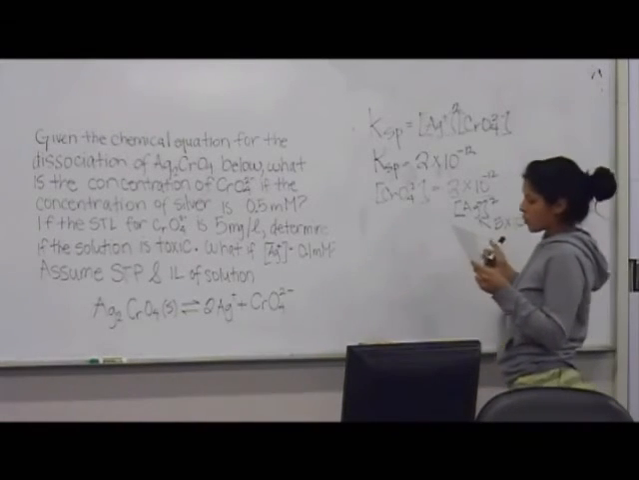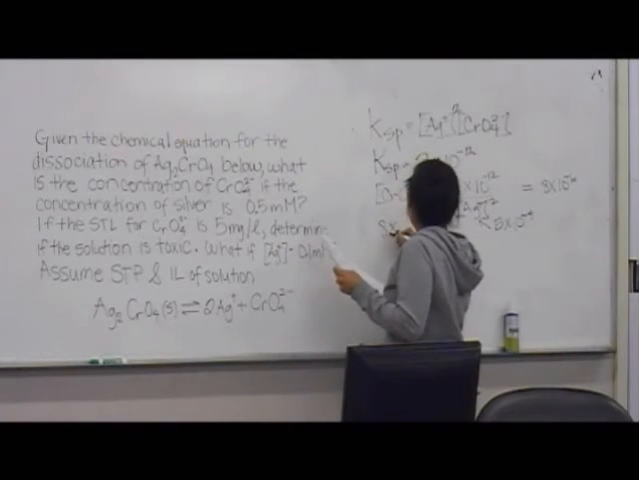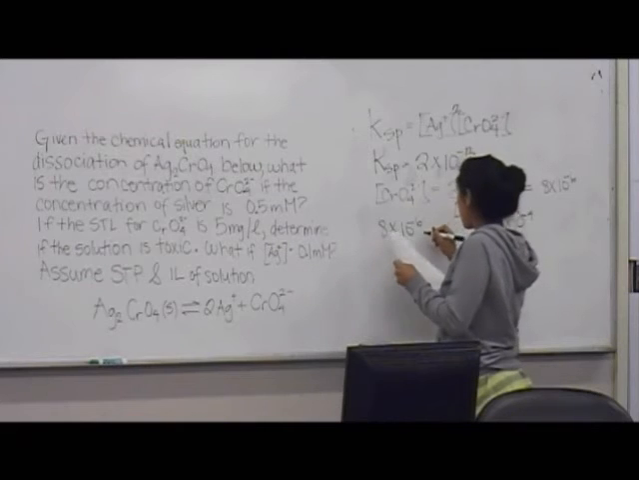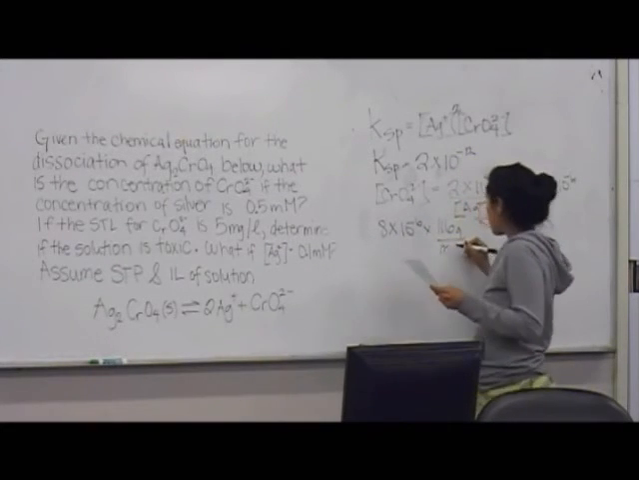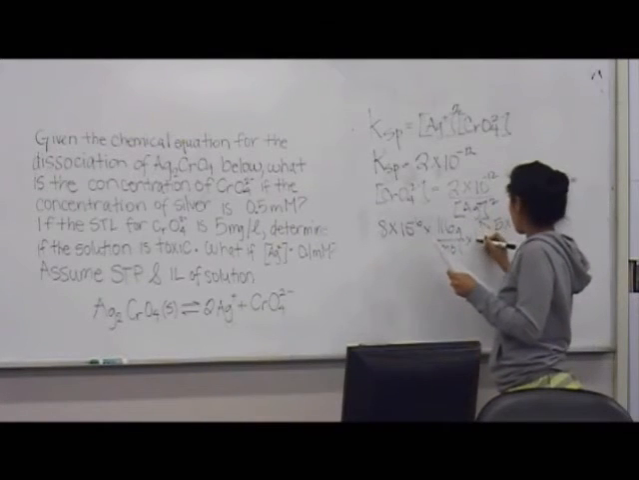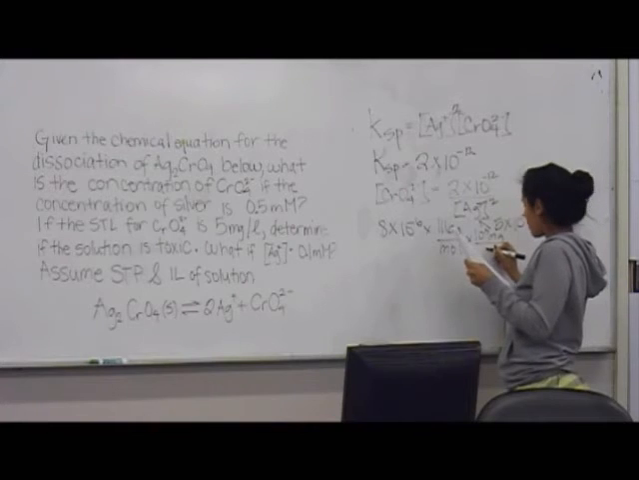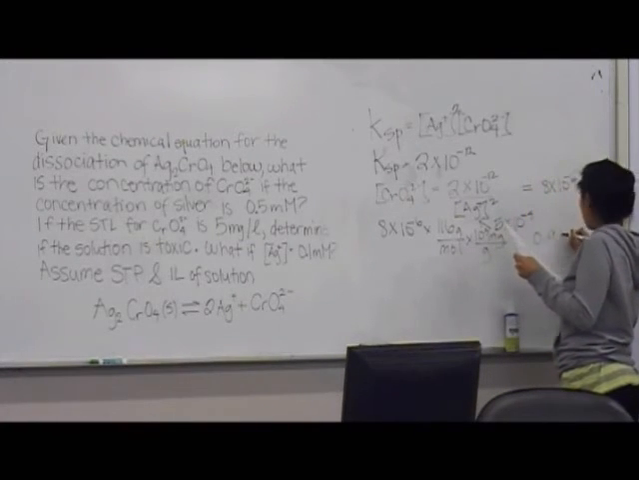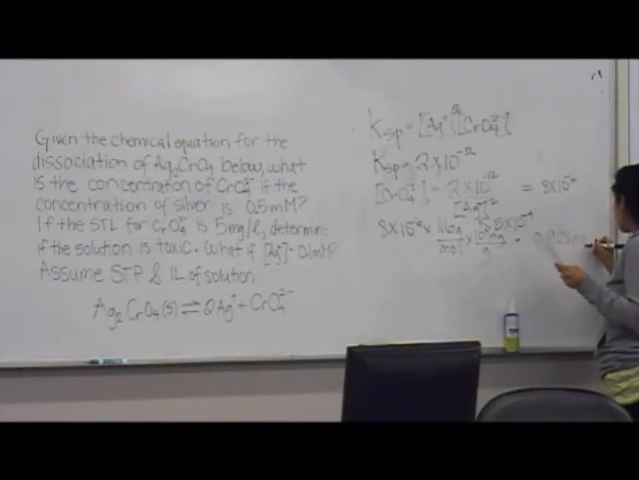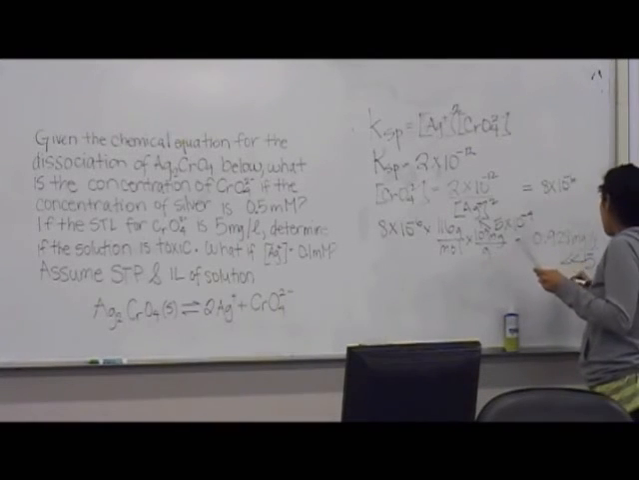Now converting to milligrams per liter to check if it's toxic, we use the molecular weight of chromate as 116 grams per mole. And it's equal to 0.928 milligrams per liter, which is less than 5, so it's not toxic.